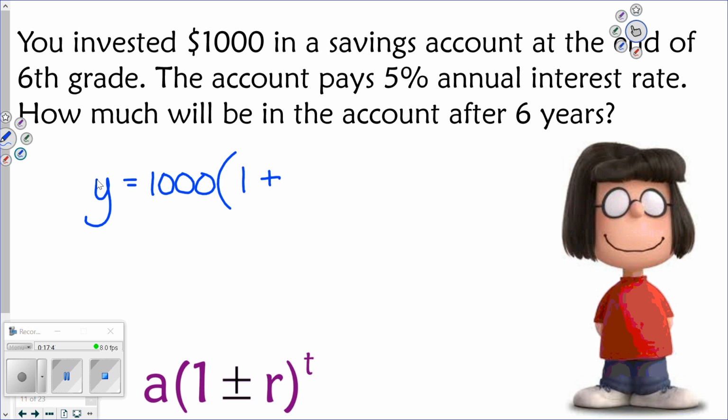5% is 0.05. And then what's my t value? 6, because after 6 years. Now I want you to recognize this is still in the a times b to the x power formula. There's my a, my b is this 1 plus whatever is going on in here, and then my exponent is 6. Grab your calculator and type the whole thing in.